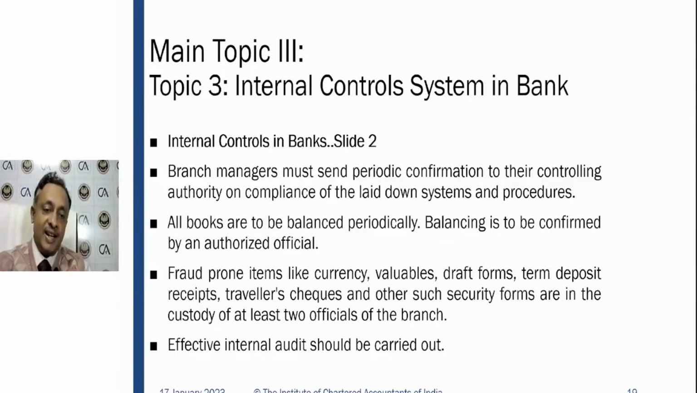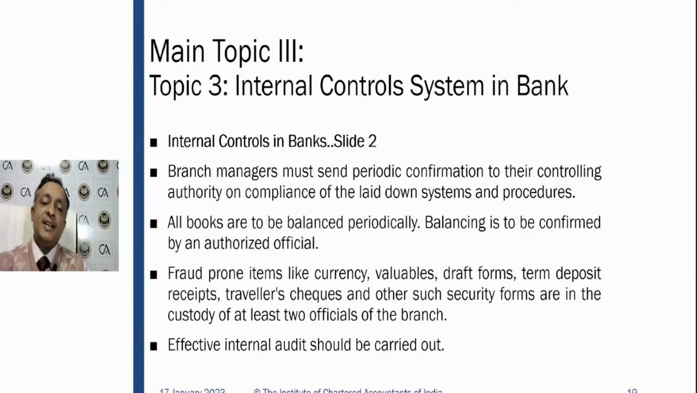So book balancing is critical. Then fraud prone items like currency, valuables, drafts, TD receipts, travelers checks, other security forms should be in the custody of at least two officials of the branch. We have just talked about it. You know what this is called? Two officials is also called the 4I principle. You can write 4I principle. The 4I principle means two people, two eyes, will ensure that these things are properly tagged and properly controlled. That is what you call the 4I principle.